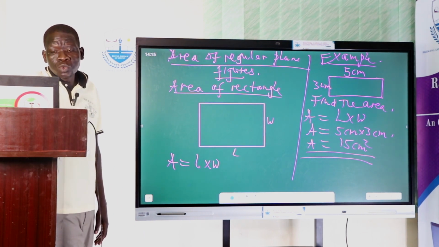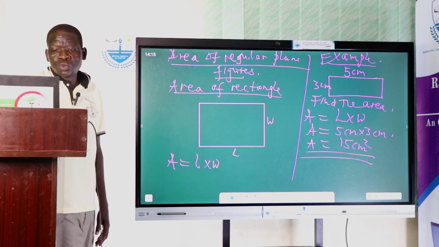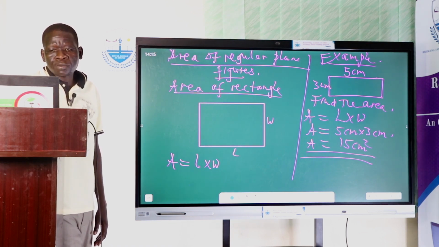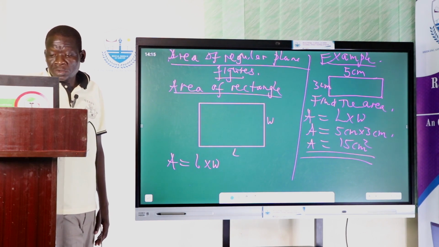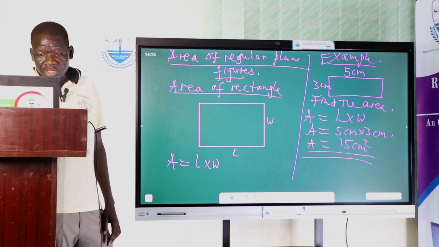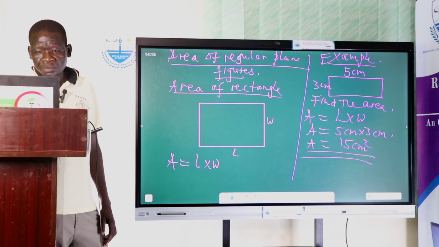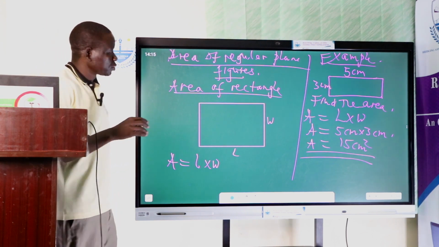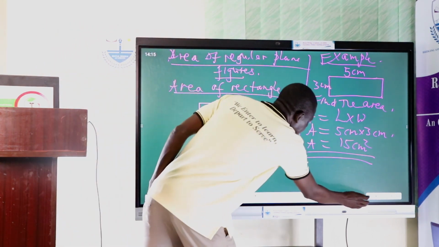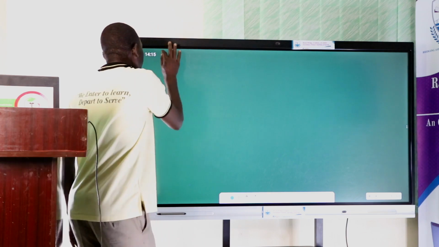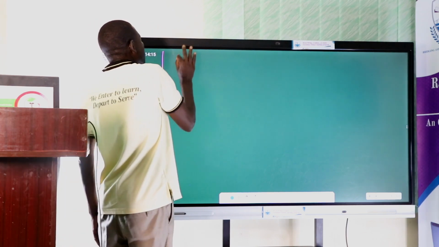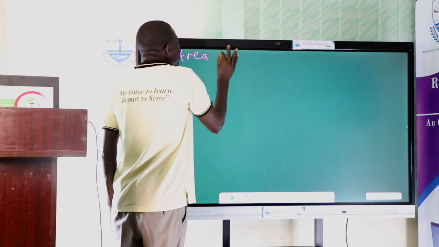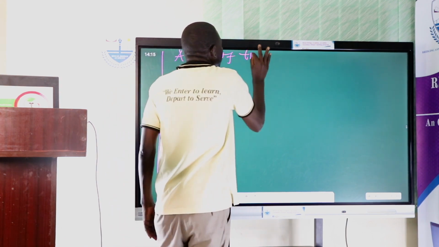We can go to another shape which we call a triangle. So for the triangle, we want to look at the area of a triangle.